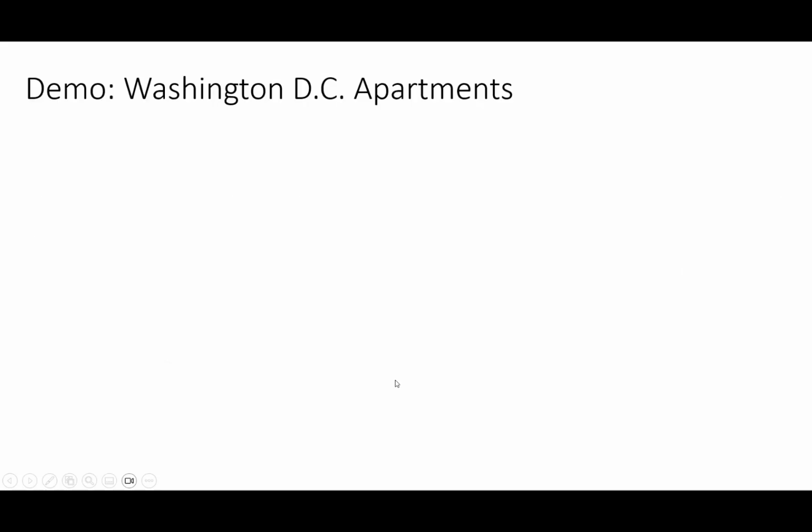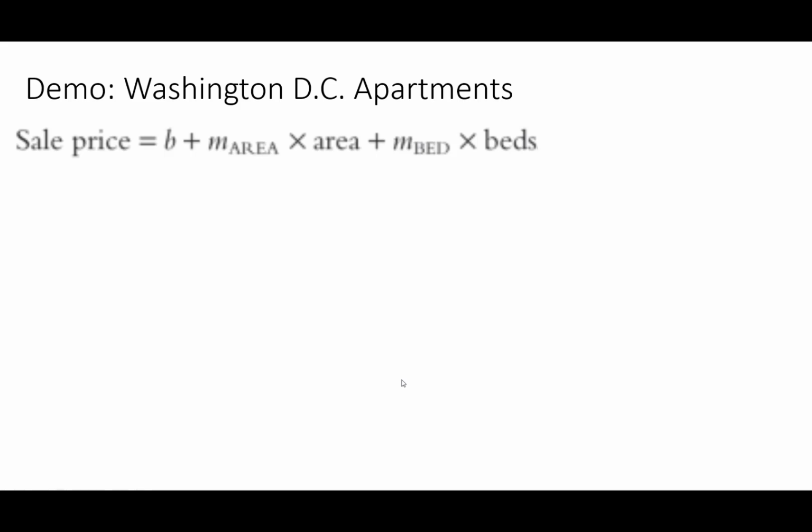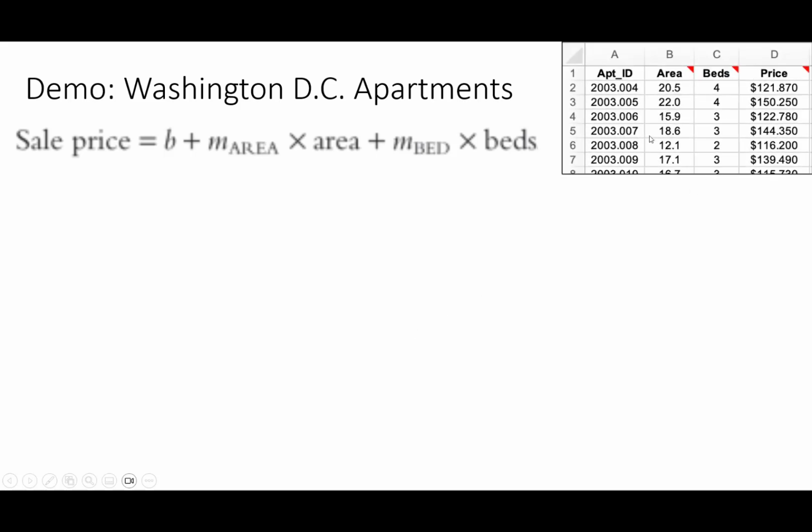So let's go to our Washington, D.C. apartments example. And we came up with the idea that the sale price could be predicted from some base value, plus the slope of area times the actual area, plus the slope of beds times the actual number of beds. All right. Here is the data.